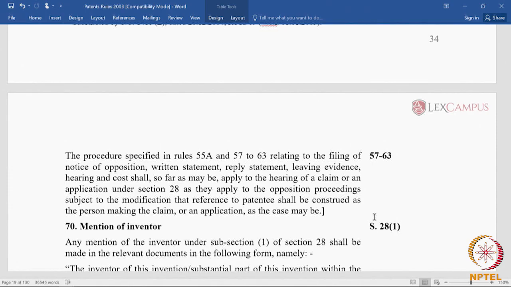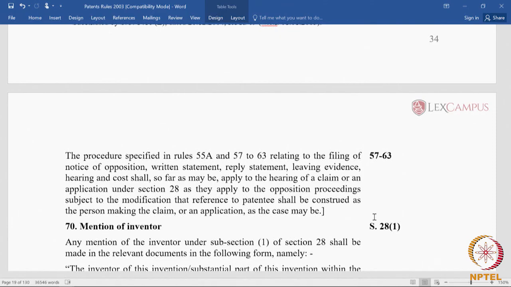So, you just saw that filing of notice of opposition, written statement, reply statement, leading evidence, hearing, cost, all these things will be governed by those rules, but with small changes, because there is no notice of opposition here. Here it is a form 8. In that case it is form 7 that is forwarded along with the statement. Here form 8 is forwarded along with the statement. So, those changes. Now, normally there is a hearing in a post grant opposition. The post grant opponent and the patentee are alone, notice is sent only for those two entities. In 28(7), notice could be sent to even interested people, we saw that.